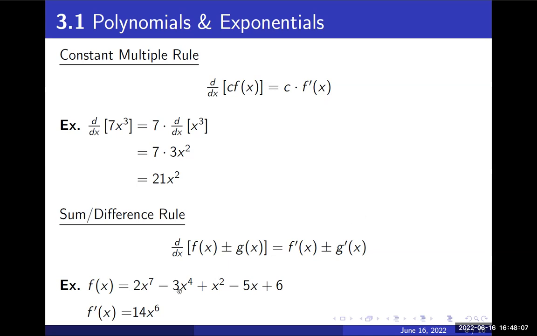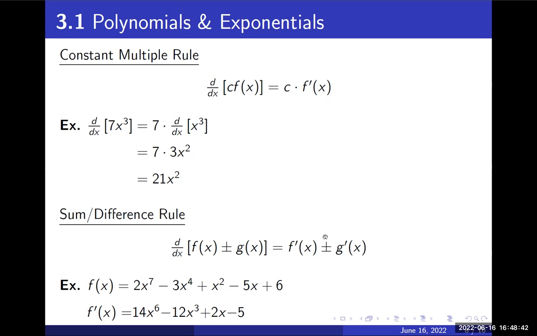Okay, now let's move to the next term. It's being subtracted. So we'll think 4 times 3, and then drop it, minus 12x to the 3rd. We'll keep going, plus x squared. Hey, we know the derivative of x squared. It's 2x, so plus 2x. How about minus 5x? Now this is interesting. The derivative of x is 1. So think of this like 5 times 1. And it would simply be minus 5.